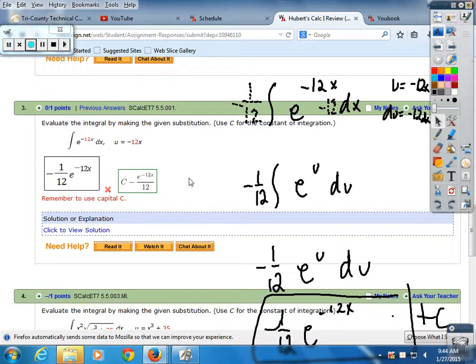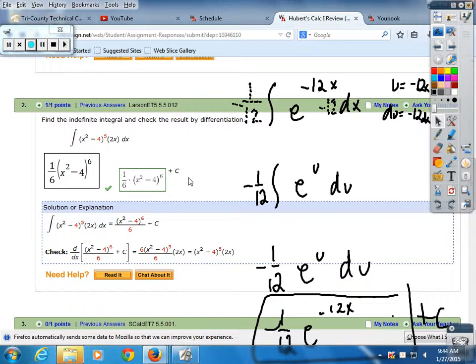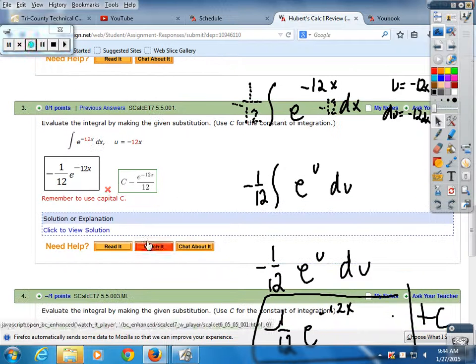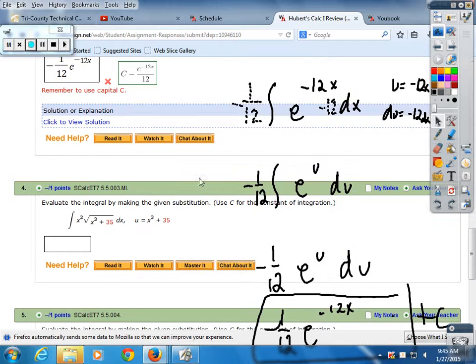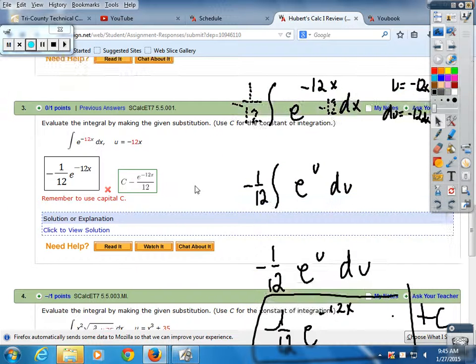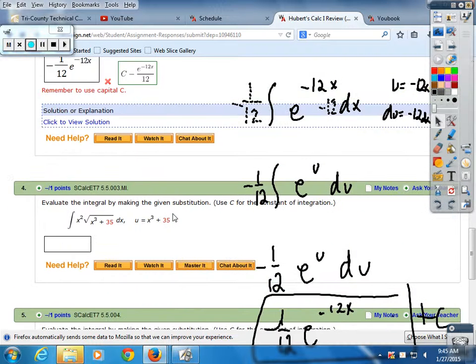Plus C. See, what they do is they put plus C on everything, and then they don't put plus C and they mark it. Bump them. Oh yeah, you have to use capital C.